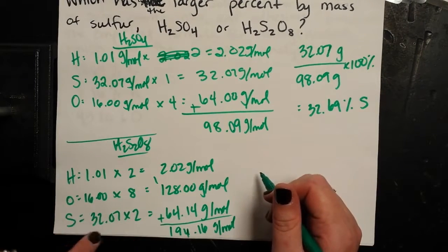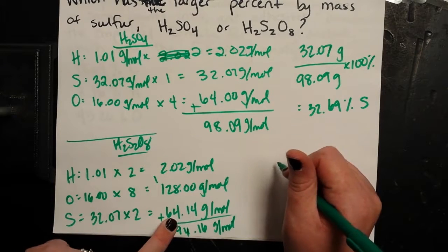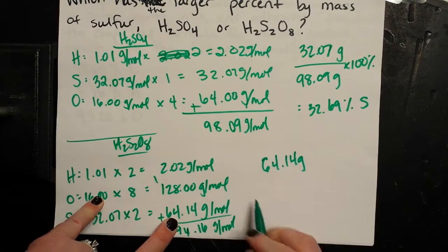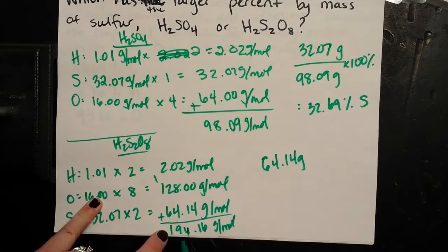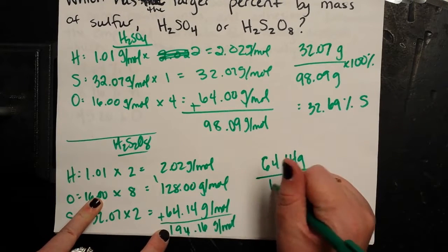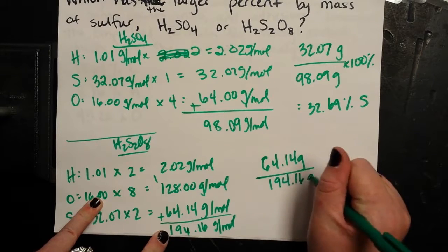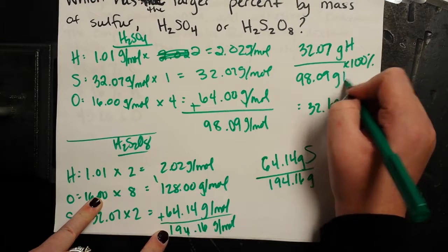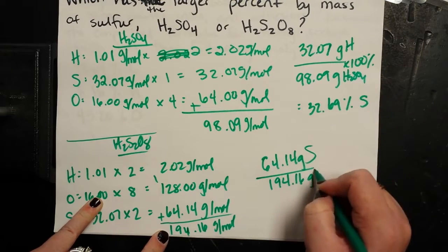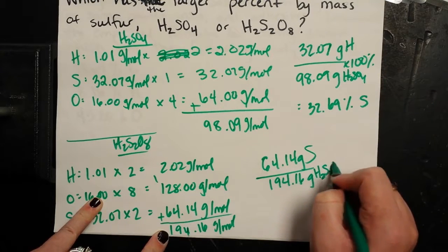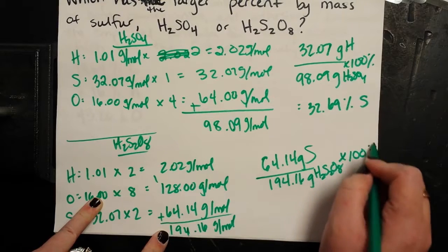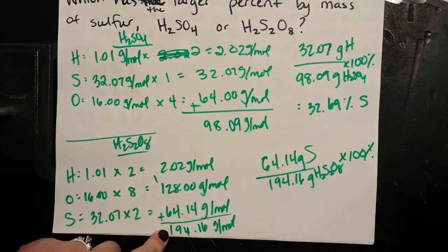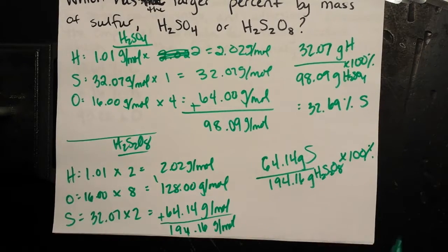Okay, so just for sulfur, I'm going to take its contribution mass-wise: 64.14 grams of sulfur in 1 mole of this for every 194.16 grams of my compound. You could do this too, if that helps you remember you're looking at your percentage of sulfur out of this compound. Okay, so let's do the math.